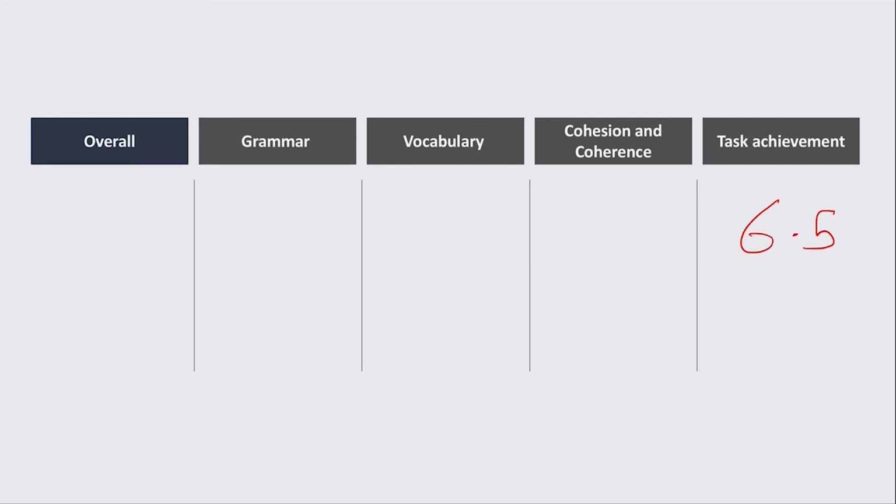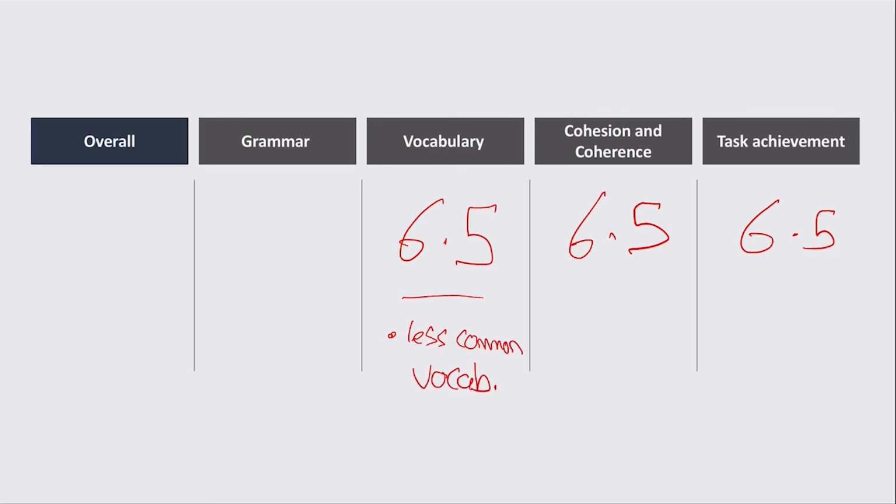Their coherence and cohesion, I liked it. They told me in their introduction what they were going to talk about. They talked about it. They summarized it in their conclusion. They had some good linking words there. It was a reasonably cohesive essay. So again, I would want to give a 6.5 for that. And vocabulary, I thought vocabulary was very good. They used a lot of specific vocabulary to the subject they were talking about. So again, I would want to give a 6.5 for that. I would have just wanted to see some more less common vocabulary. That's what I want to see here.